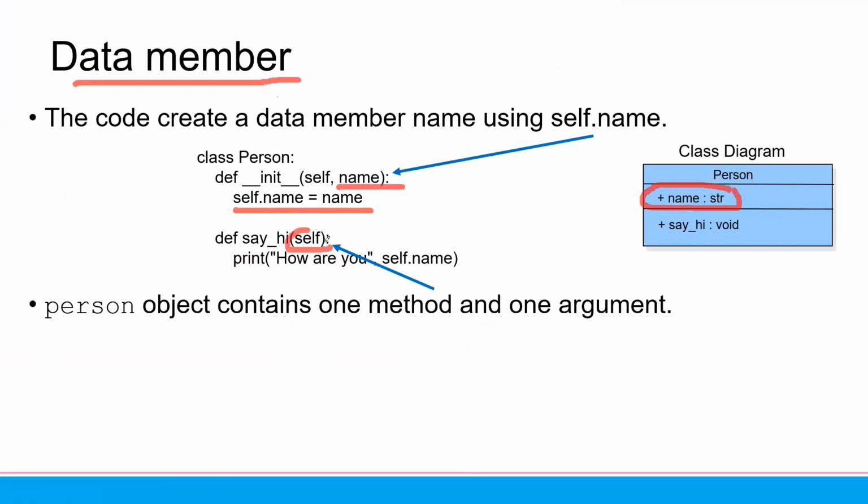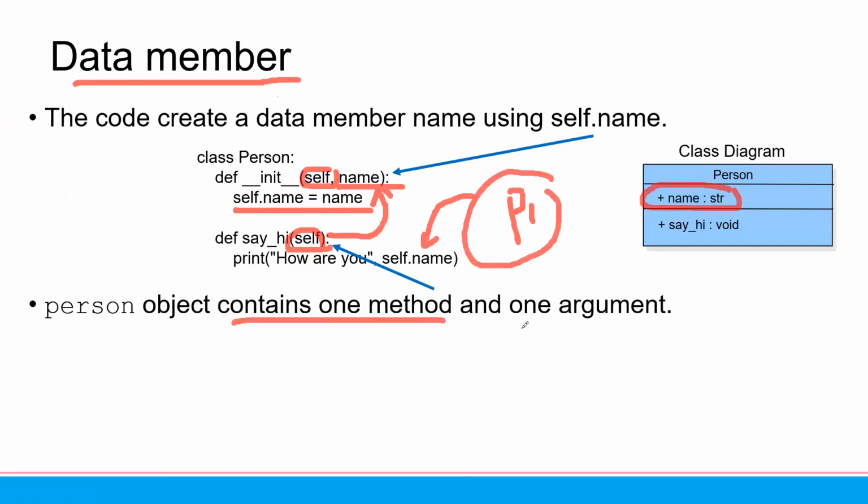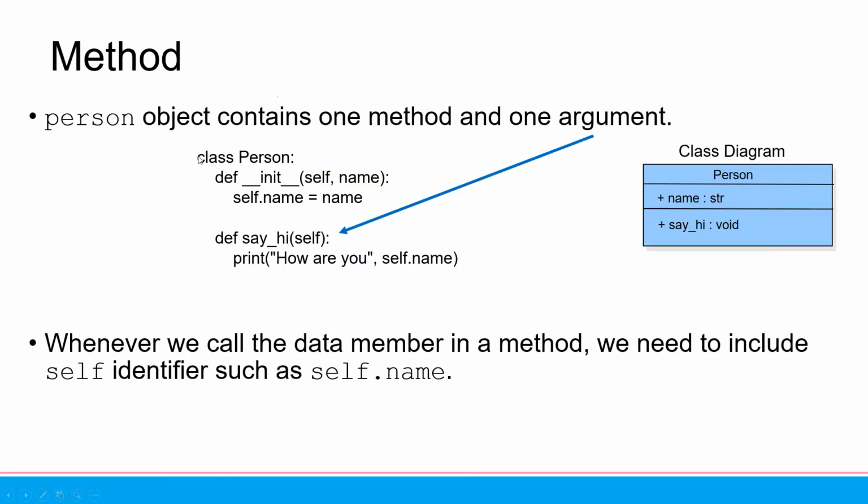And in the method, you need to again put the self, because it is necessary to indicate where this variable is located. If it is self for P1, then the computer knows that every variable for P1 can be called in this method. So in this case, the person has one method and one argument. So the method means, this is the method. We need to use the self. Please remember this one, self. It is to call for every variable that you have defined. If you have name, age, address, phone number, then you can access those variables using this self.